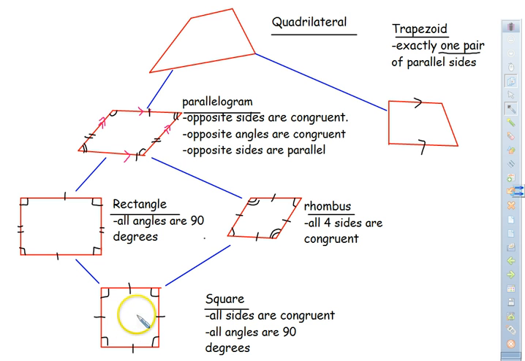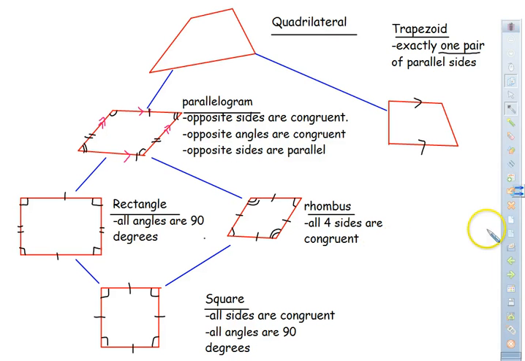Can we call this square a rhombus? Well, the definition of a rhombus simply says all four sides are congruent. Are all four sides congruent? Yes, so we call this a rhombus. Can we call this rhombus a square? No, because it does not have 90-degree angles. It has all the other characteristics, just not that. So it can be a little confusing. You have to be very careful in the way they're asking the question.